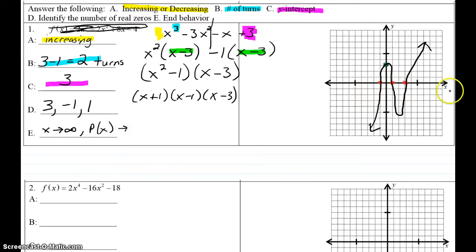So as x goes to infinity, our graph is going up. So that means it's going to positive infinity. As x goes to negative infinity, what's our function doing? What's our polynomial doing? So as we go to the left, our graph is going down. So we would say negative infinity. If you want to use the other notation, as our graph goes to the left, it goes down. As our graph goes to the right, it goes up.